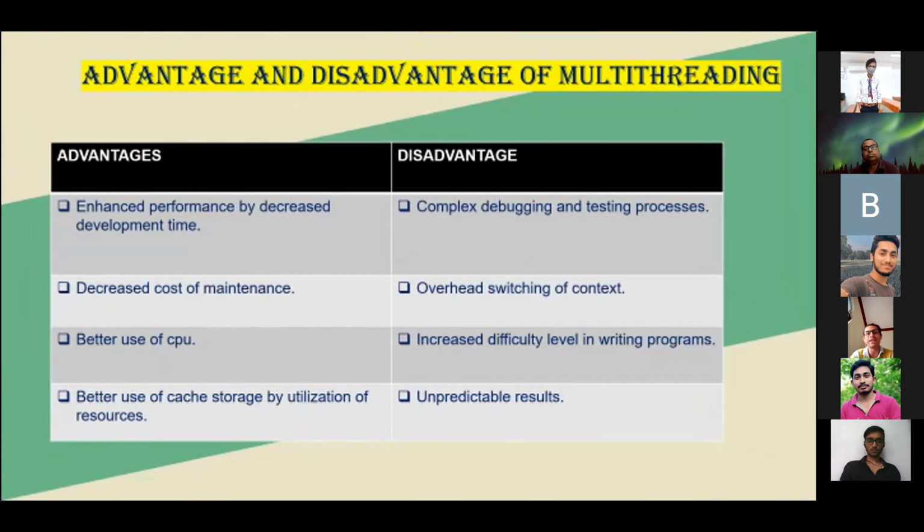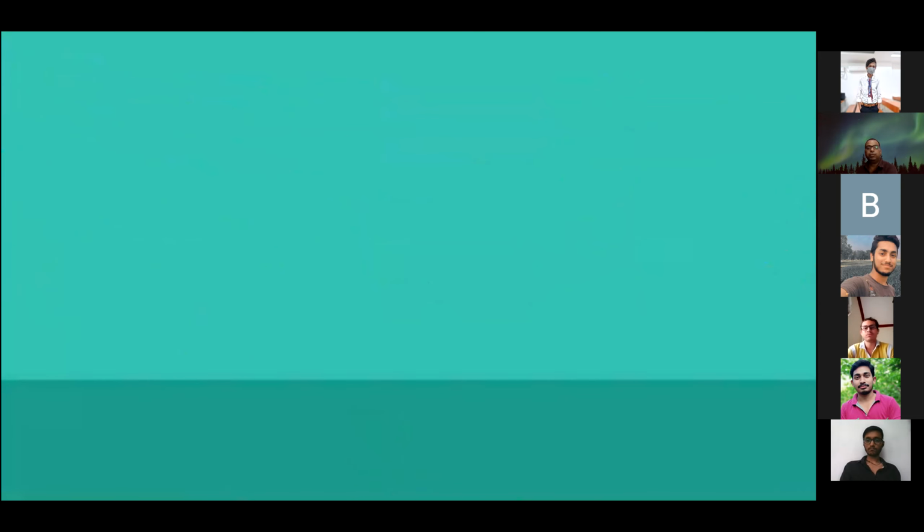Next is advantages and disadvantages of multi-threading. Advantages of multi-threading are enhanced performance by decreased development time. Disadvantage, complex debugging and testing process. Decreased cost of maintenance. Disadvantage, overhead of context switching. Better use of CPU. Disadvantage, increased difficulty level in writing programs. The last advantage is better use of cache storage by utilization of resources, and the last disadvantage is unpredictable results. Thank you, sir. Okay, thank you.